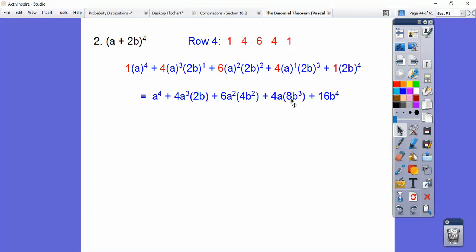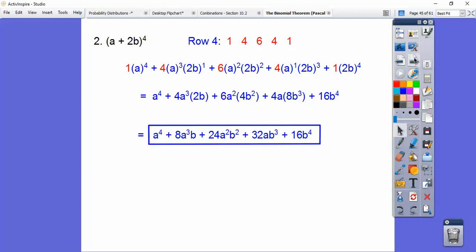All right. Now we got to multiply the numbers here. So 4 times 2 is 8. 6 times 4 is 24. This is going to get us 32. And then we have a to the fourth. This guy's going to be a cubed b. This will be a squared b squared, a b cubed, and so on. So there's our answer right there.